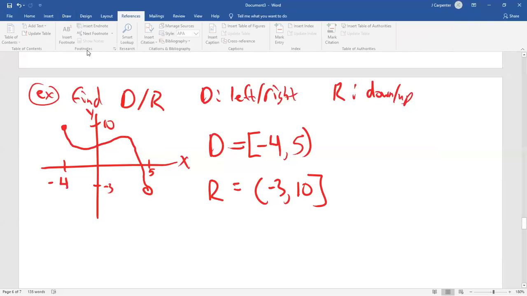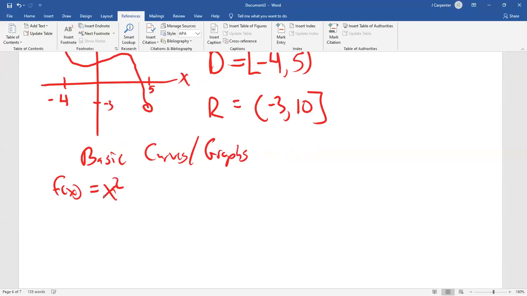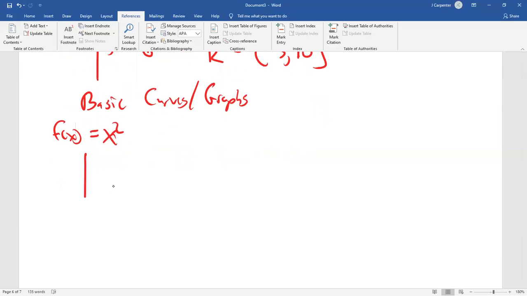Some basic curves or graphs. F of x equals x squared or y equals x squared. I still think you should know what these look like. This is also known as a parabola. It's our standard quadratic. It has a vertex at the origin, and it looks like that.